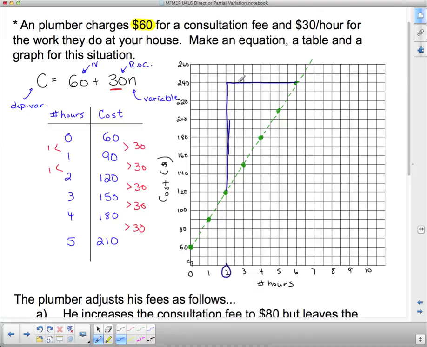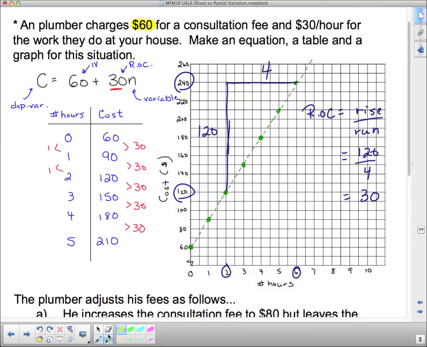So how much have I risen and ran? That's going from 2 on that scale to 6. So from 2 to 6, I've got to run a 4. And the rise goes from 120 up to 240. So that's 120. And remember, our rate of change equals rise over run, which is our rise was 120 and our run was 4, which equals 30. Our rate of change is 30.